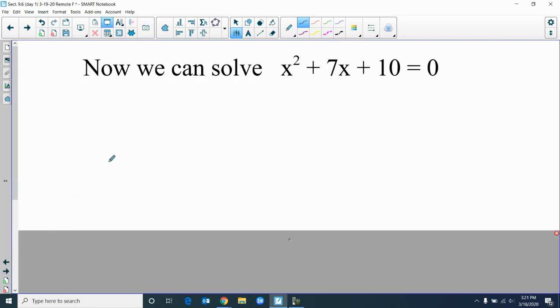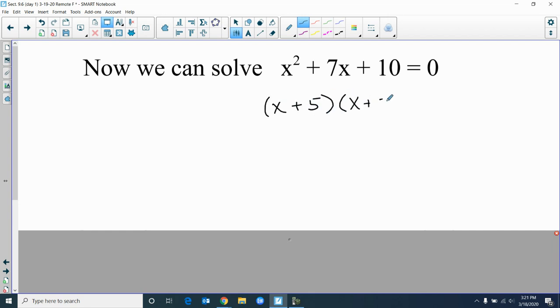All right, now this gives us a situation where we can solve a problem like this. I showed you something like this on Friday. You can't really get x by itself. Here's what we do, we're going to factor that. We're going to go back to what we used to do. Now this one's not on your guided notes, so just pay attention. Go back to how we learned to factor. What two numbers multiply to 10, add to get 7, and it's 5 and 2.